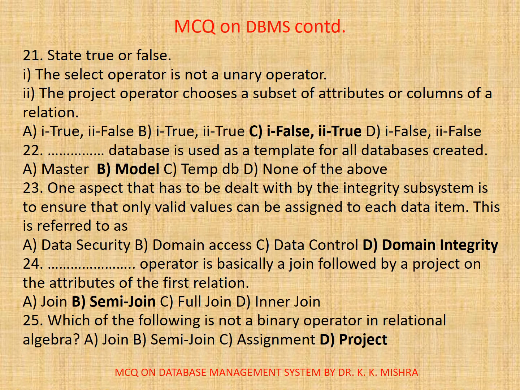Question number 21. State true or false. First, the select operator is not a unary operator. Second, the project operator chooses subset of attributes or columns of relation. Here, the correct option from among the options available is C, first false and second true.